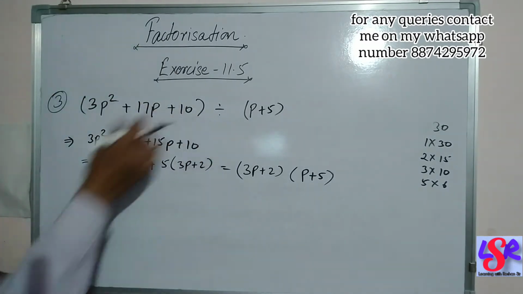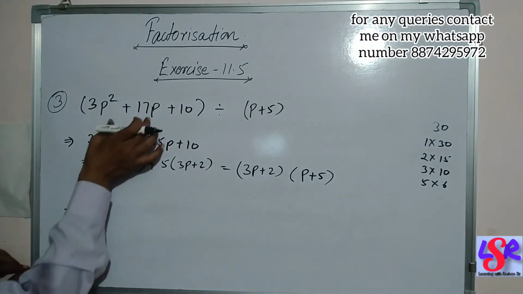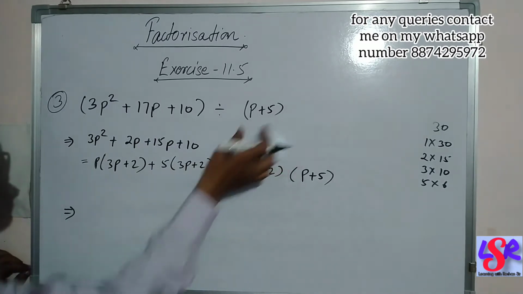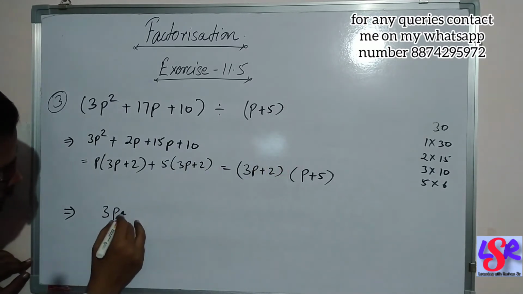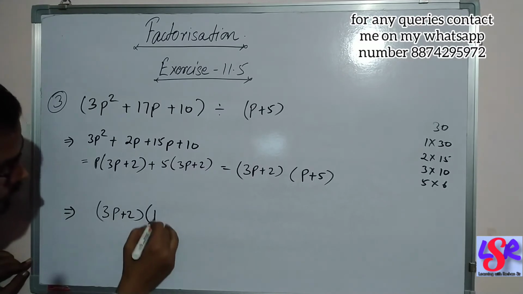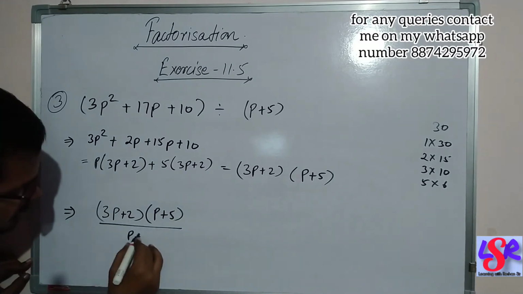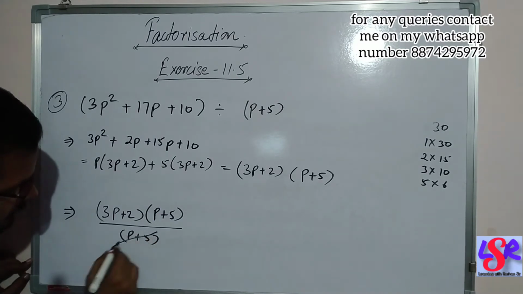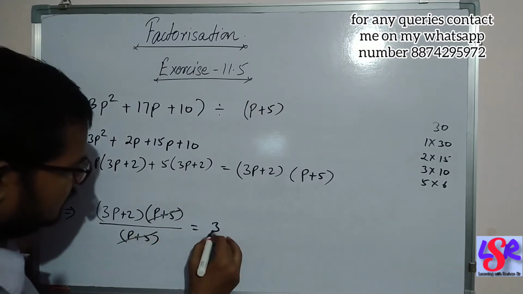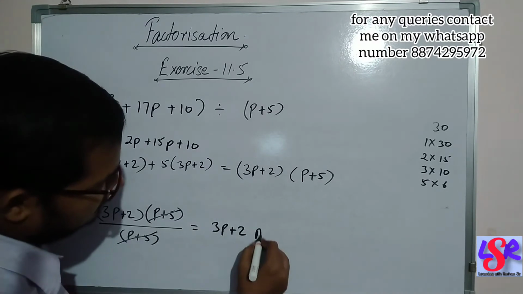Now we'll go for this question, and here this upon this, 3p plus 2 into p plus 5 whole upon p plus 5, and now this is cancelled by this one and we're left with 3p plus 2 as answer.